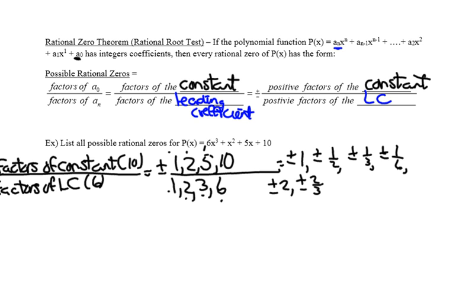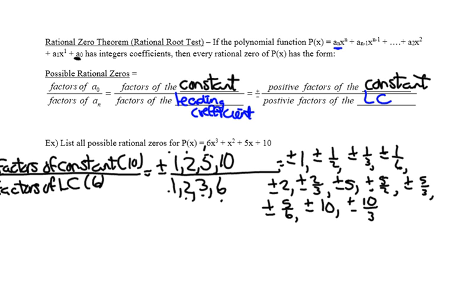2 divided by 3. 2 divided by 6, that's 1/3, we already have. Now, let's go to the 5. 5 divided by 1. 5 divided by 2. 5 divided by 3. And 5 divided by 6. Now, let's go to 10. 10 divided by 1. 10 divided by 2, that's 5, we already got. 10 divided by 3. And 10 divided by 6 is 5/3, we already have that. These are the only possible rational zeros.